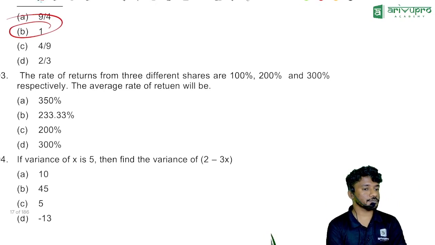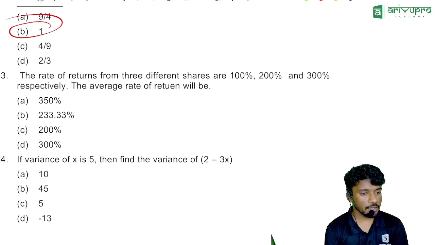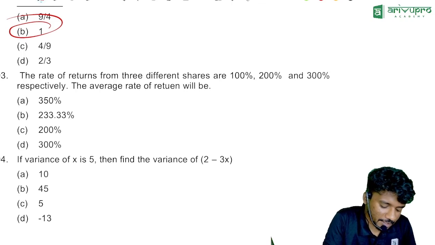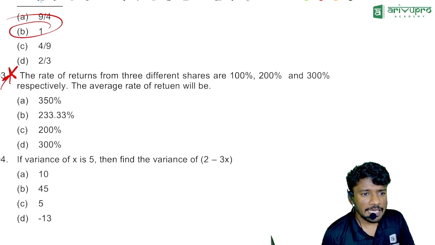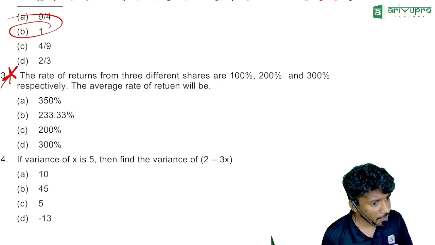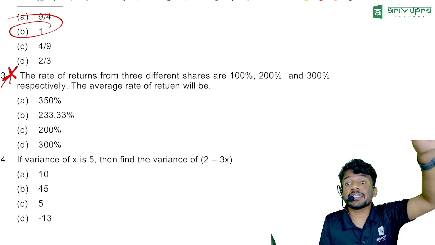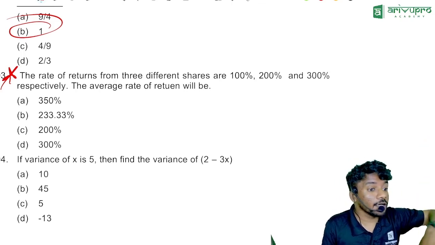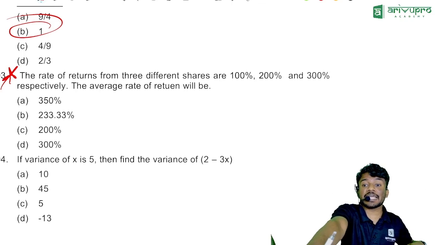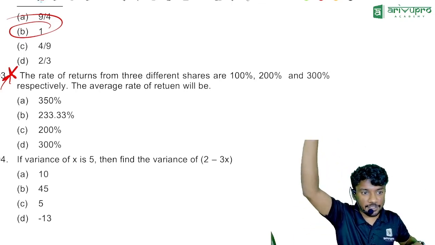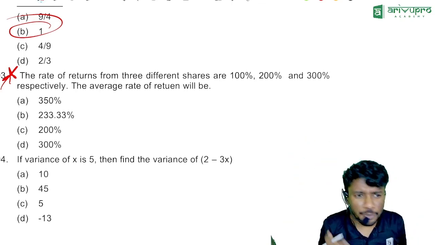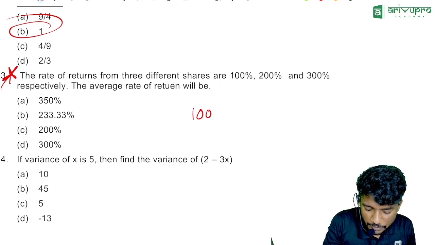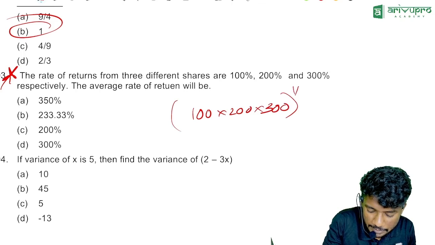How will you find it? Whenever it is given in percentage, do you take the arithmetic mean? No, we need to take the geometric mean. When a rate is given, what will we take? Harmonic mean. Rate of change, harmonic mean. Percentage, geometric mean. Normal numbers, arithmetic mean. So 100 into 200 into 300, cube root, whole raised to 1 by 3, is equal to some answer.